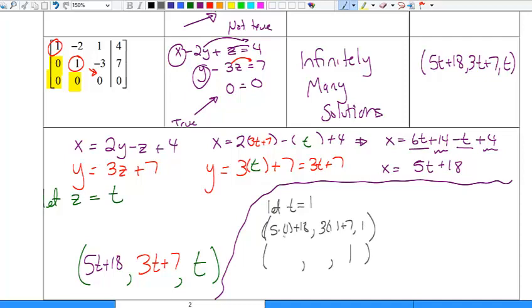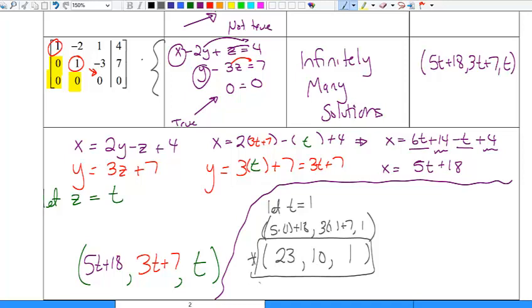5 times 1 is 5, plus 18 is going to be 23. 3 times 1 is 3, plus 7 is 10. So this is one of the infinitely many solutions that truly does work. Let's just make sure. If you take this one solution and plug it into your equations, we have x, which is 23, minus 2 times y.